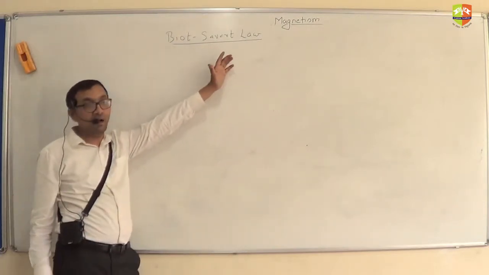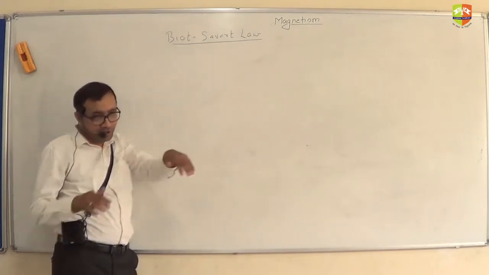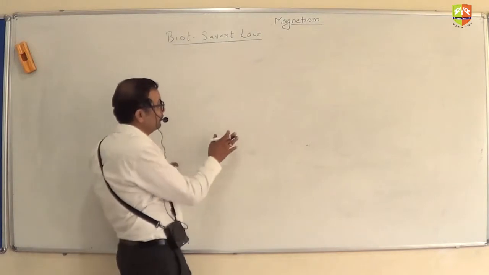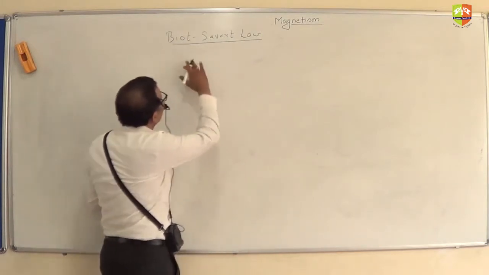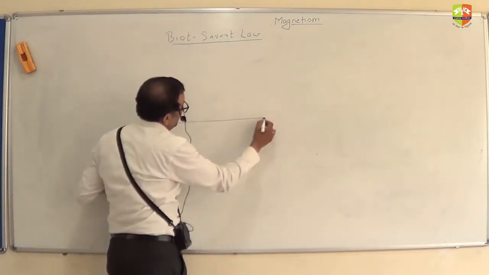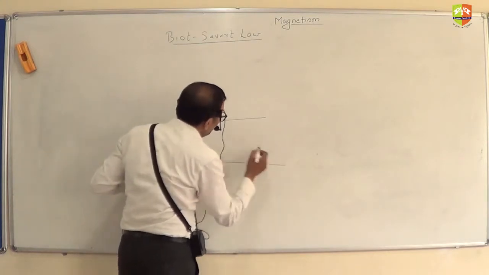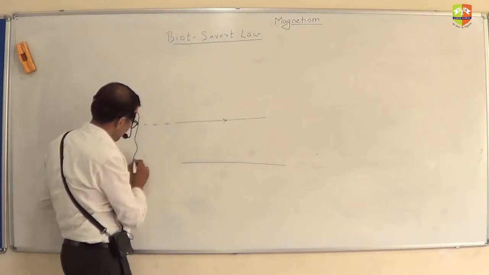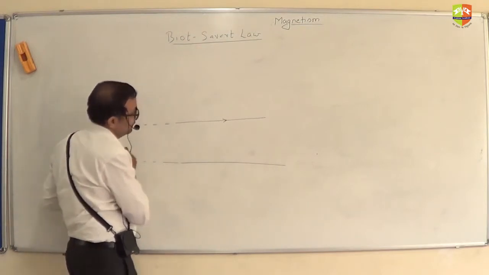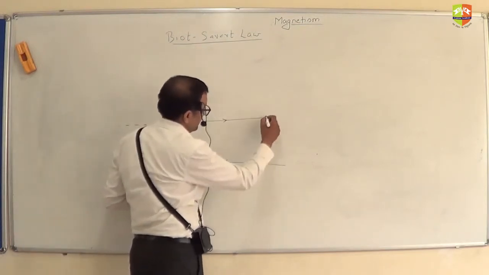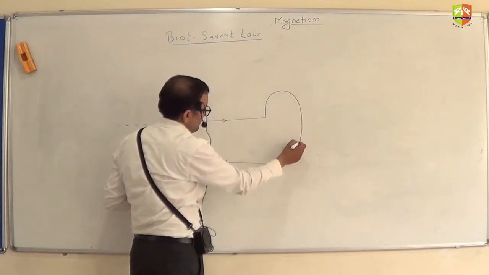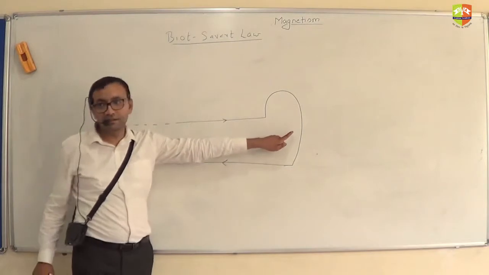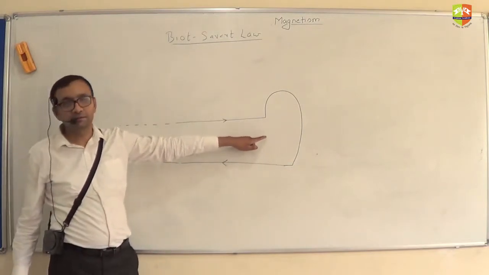By the way, after the Biot-Savart law, what we have done is application of the Biot-Savart law. So we are doing applications of the Biot-Savart law. Okay, if you want to know the heading, I have not written it. So suppose you have two parallel infinite rays, and this is a semicircle, it doesn't look like it, but it is.